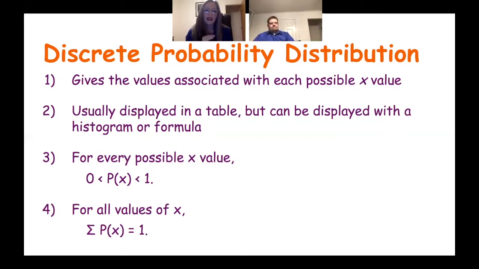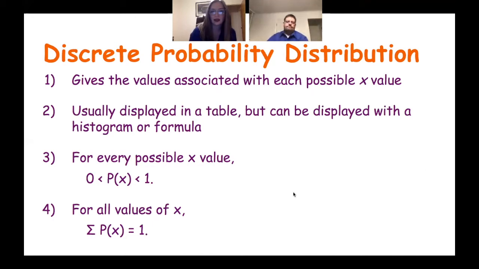And then for every value of x, what is this symbol again? That funky looking E thing is sigma. It's summation. It means we're going to add up all the probabilities. So if I had a table for 0, 1, 2, and 3 heads and I added up all those probabilities, they would have to total 1.